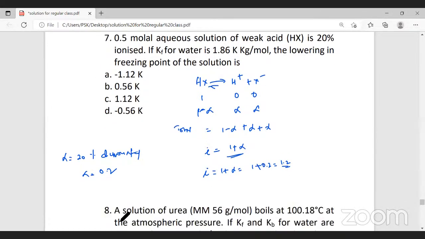So once again, repeat. Therefore, delta TF. Now, see, initially you are taking 1 mole of HX. This 1 mole of HX is a weak acid.